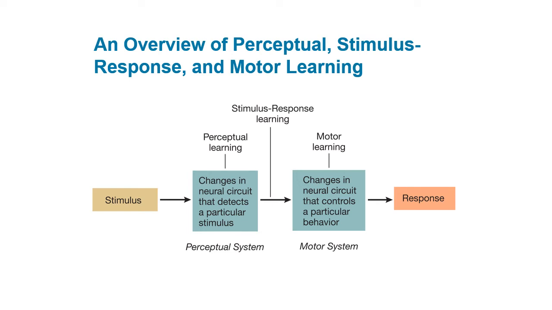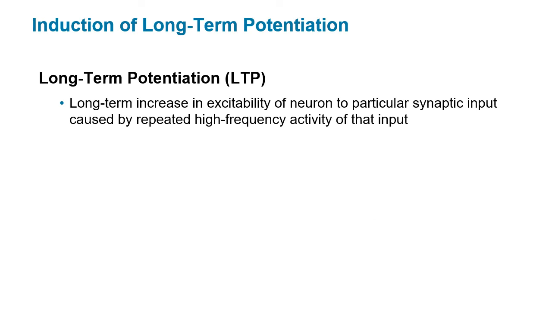Let's get to the brain then. So long-term potentiation. The rest of the time here we're basically going to talk about long-term potentiation and what's going on with it. Some of these we might go through relatively quick, but we're going to have some pictures, we're going to have some various different things that are going to look at what's going on. So again, long-term potentiation, the definition of it is an increase in excitability of neurons to particular synaptic input caused by repeated high-frequency activity of that input. So this is just a reminder of that definition of long-term potentiation.